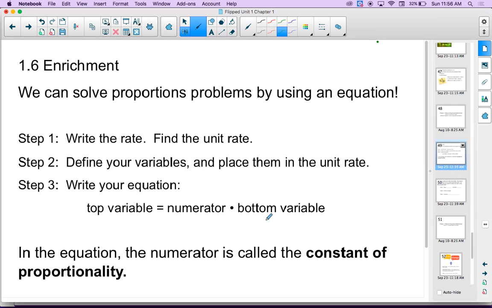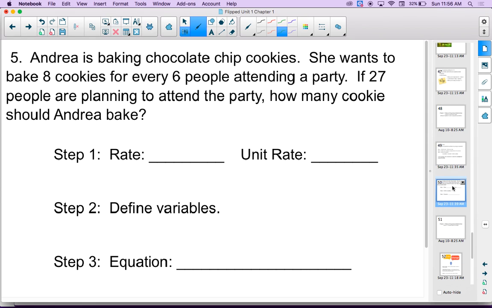Our last note for this enrichment video is in the equation. Once we have our equation written, that numerator, the number that sits in front of the variable, will be called the constant of proportionality. Okay, so let's take a look and see how this works.